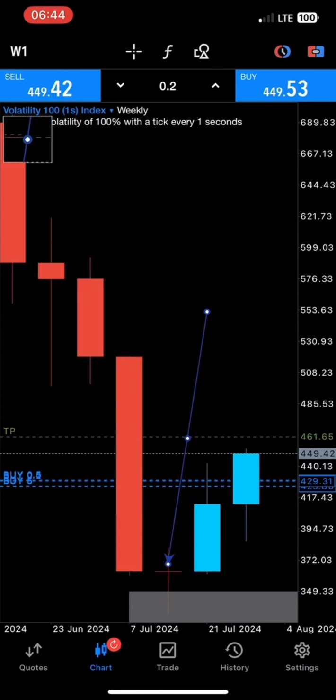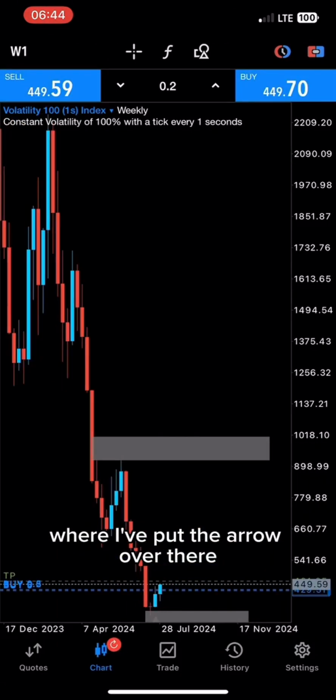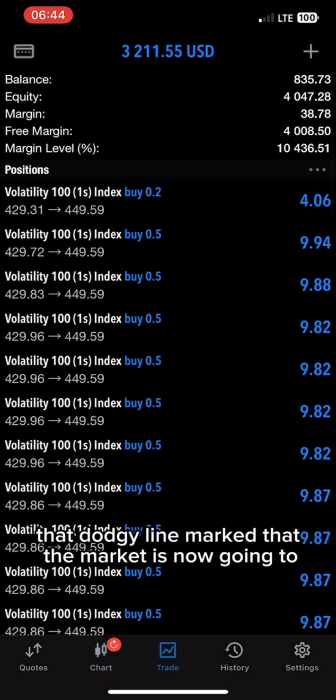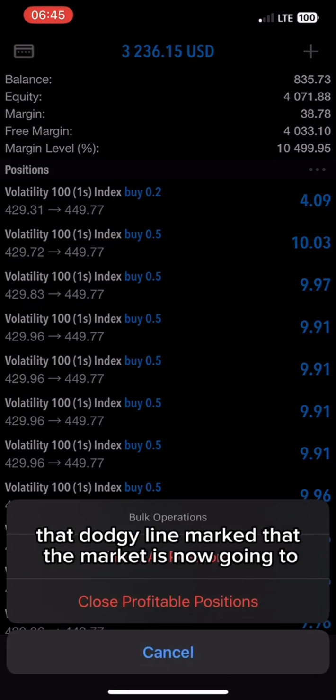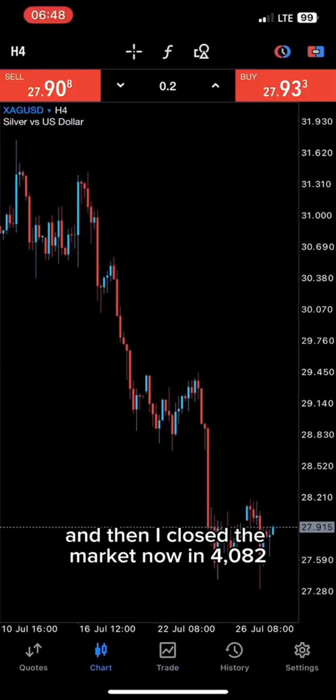So the analysis on this one was marked by that dodgy line where I've put the arrow over there. That dodgy line marked that the market is now going to reverse. And then I closed the market now in 4,082.